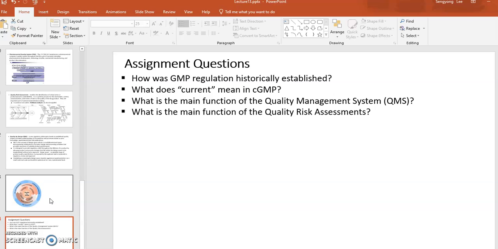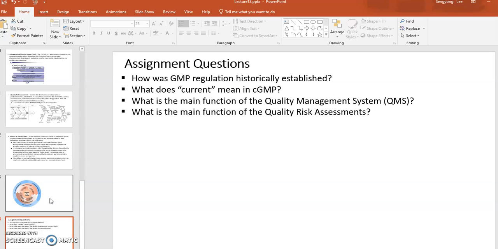And what is the main function of quality management system? So it's everybody, what the company is doing. All things come together to make sure that your product has the safety and then quality embedded. So that's what it is.